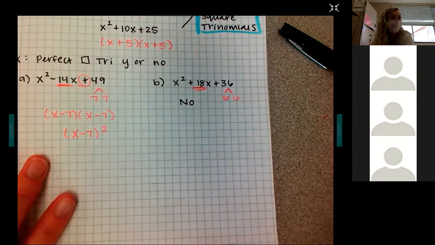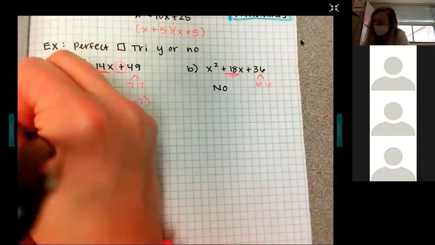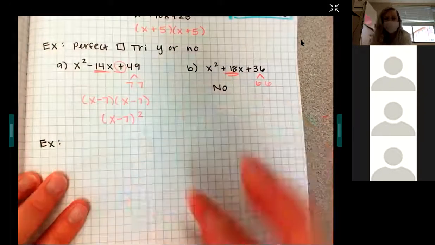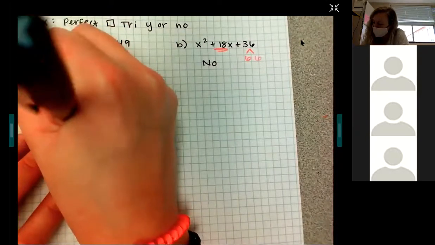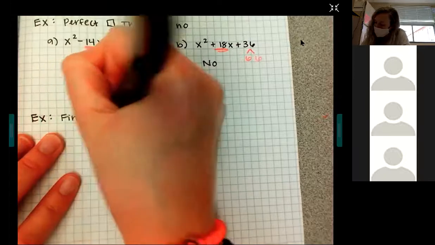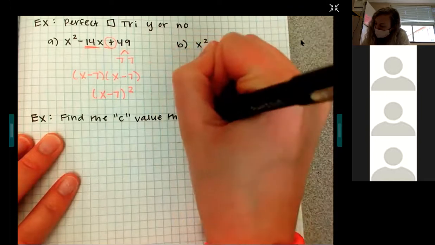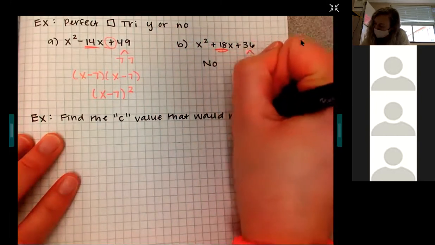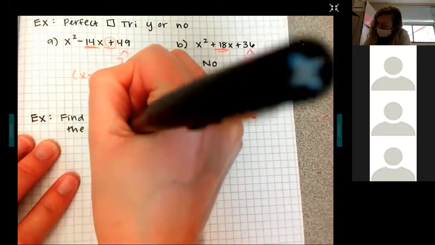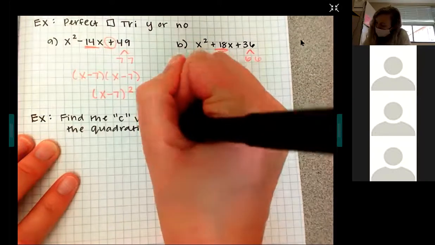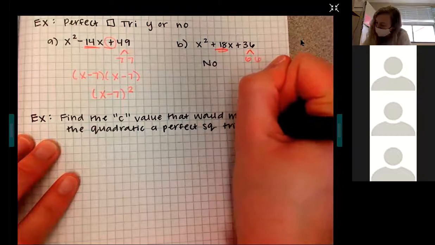Are we okay? So we kind of see what we're going to be doing, right? Okay, let's jump into another example because this is the other thing you're going to have to know how to do with these. So what I want you to do now is find the C value that would make the quadratic a perfect square trinomial.